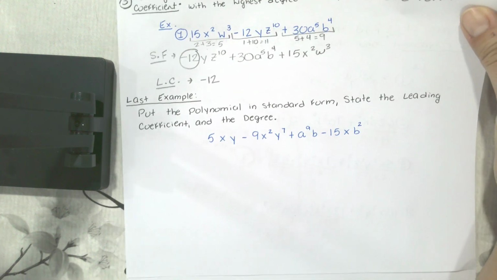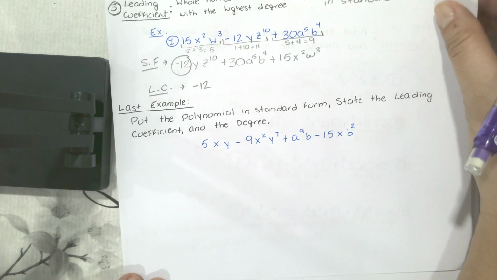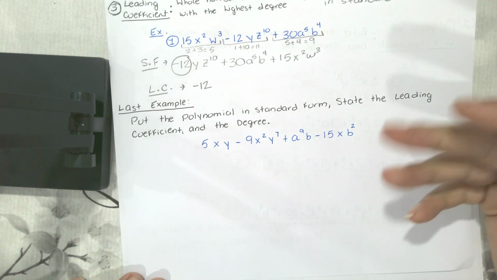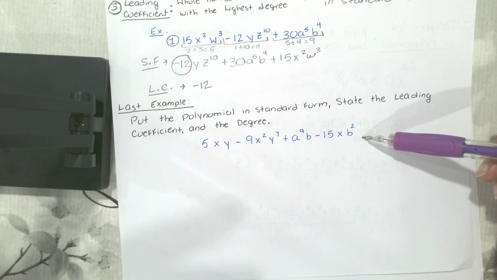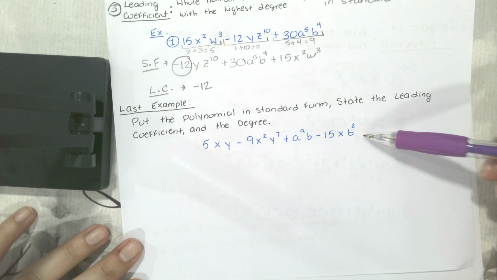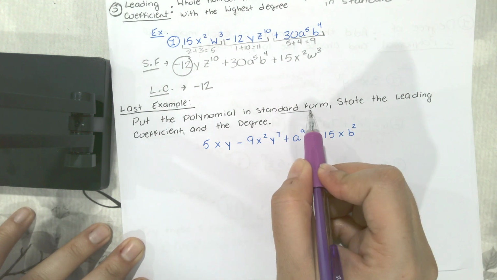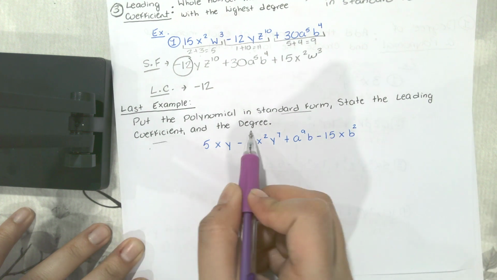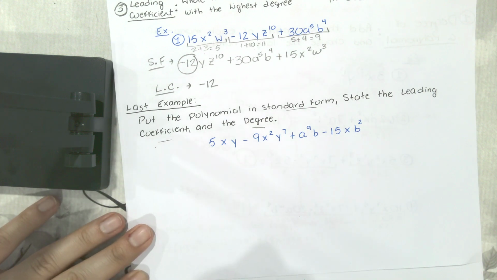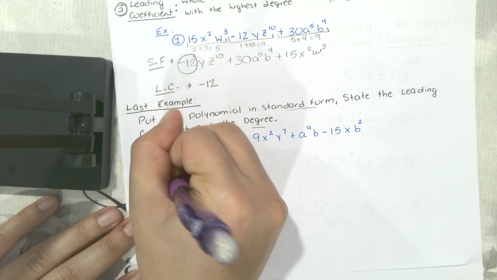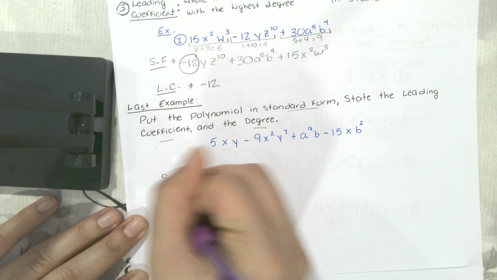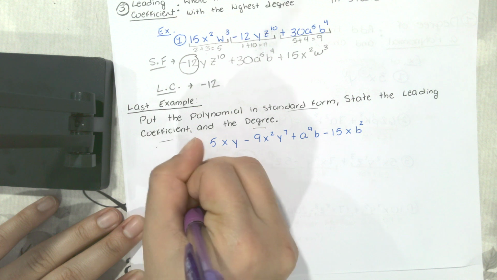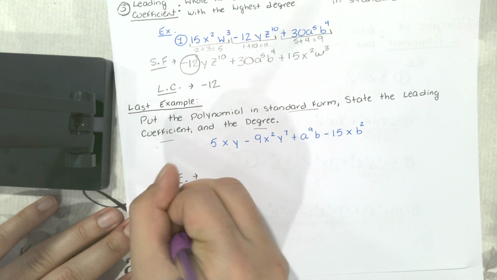Our last example for this section, if you would like to pause the video to go ahead and try this, you can. Okay, but I'm not going to be there with you for you to pause the video. It's just highly recommended. That way you can practice all of these vocabulary terms. So here they want standard form, the leading coefficient, and the degree. So already I'm going to start labeling what's needed. So we need standard form, SF. We need our leading coefficient, which is LC. And then we need the degree.